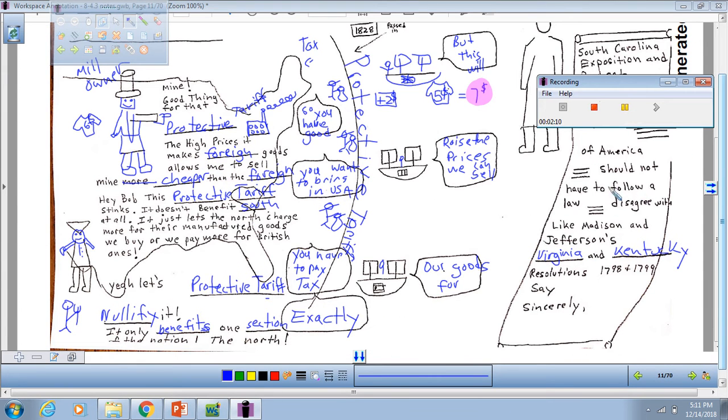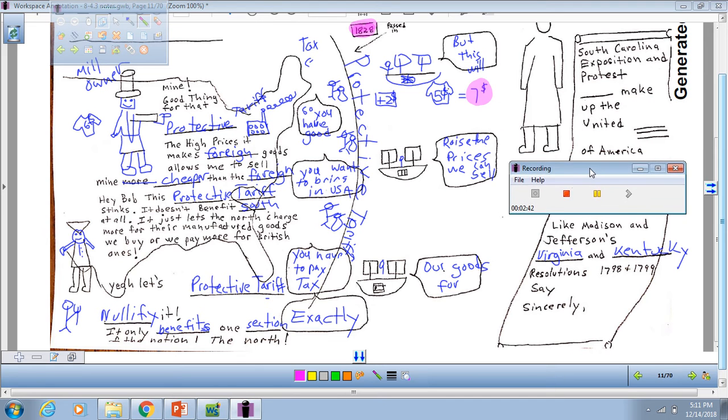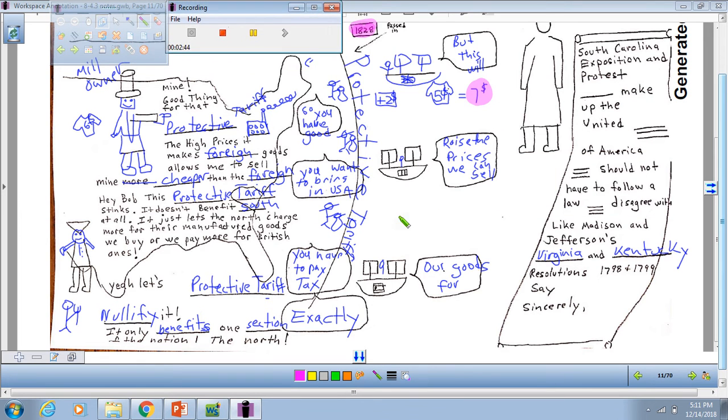We learned how the South opposed the protective tariff that was passed in 1828, because that protective tariff only benefited one section of the nation. This protective tariff, which taxed imports with the design of raising the prices of imports so people buy American-made, would also allow American manufacturers to charge more for their goods. So the South wished to nullify it, and the nullification or interposition crisis occurred.